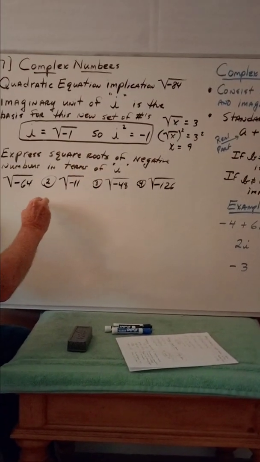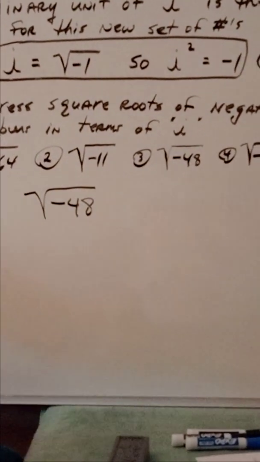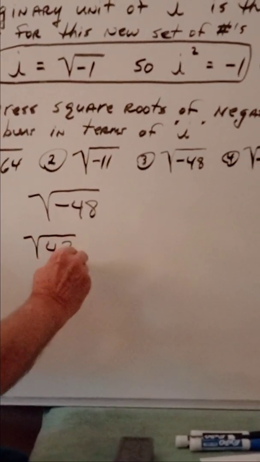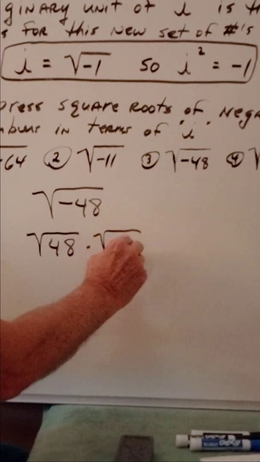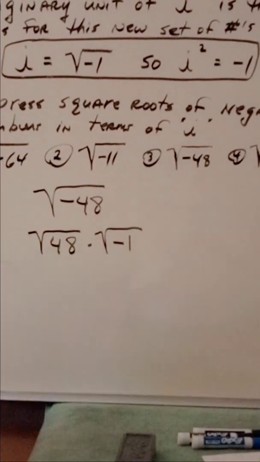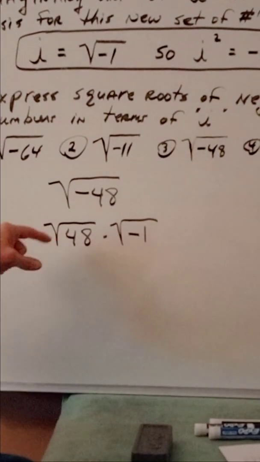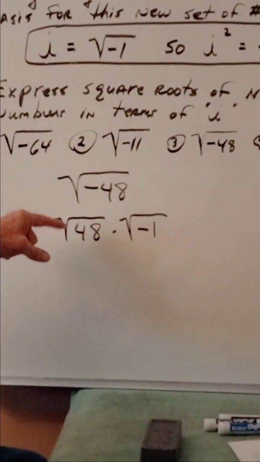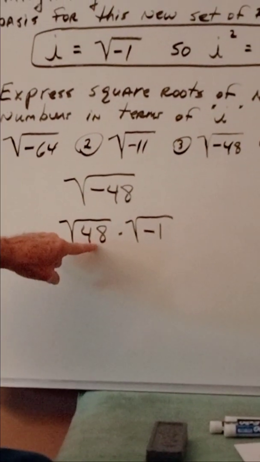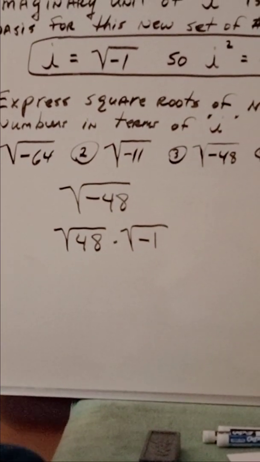Now the radical of -48. Let's begin to do what we did on the prior two. Bust it up: radical of 48 times radical of -1. However, this time, 48 is not a perfect square like 64 was. 48 is not a number like 11 was, where you couldn't do anything with 11. We are able to use the product rule of radicals and simplify the radical of 48.